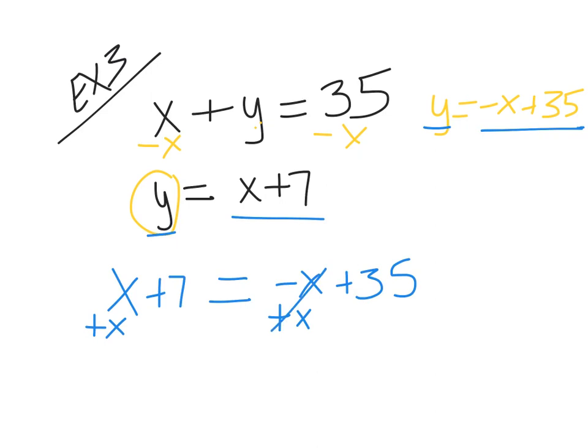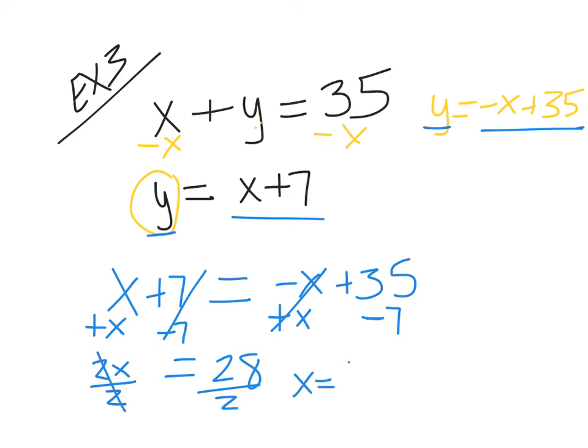That cancels. x plus x is 2x. Now I got to move this 7. So minus 7, minus 7. What is 35 minus 7? 35 minus 7. 28. Almost there. So I have 2 times x, so I got to divide by 2. So I get x equals, what's 28 divided by 2? 14. So now I have my x solution.